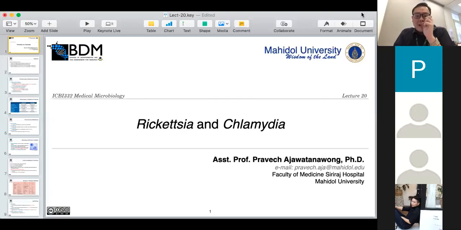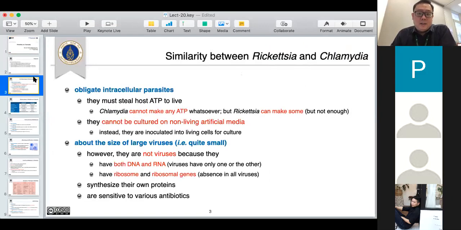Okay, so the lecture will talk about bacteria in the group of Rickettsia and Chlamydia. Let's see the similarity of these two. Both of these bacteria we call obligate intracellular parasites. Sometimes you probably learned about these bacteria in a virology subject, because they behave like viruses instead of bacteria.